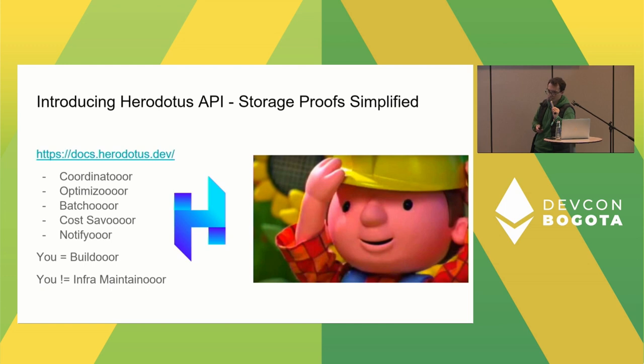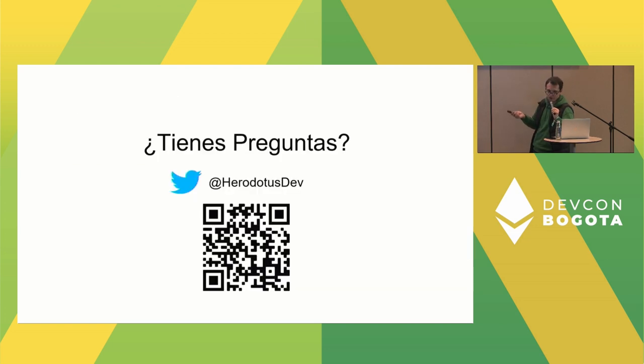A few final words about the API. It acts as a coordinator. It optimizes the cost because we can batch multiple things. And once the job is done, you get a notification via webhook, via an event, whatever you want. So essentially, you don't need to be an infrastructure maintainer, and you can just focus on building on top of this primitive. And I think that's it. Questions?